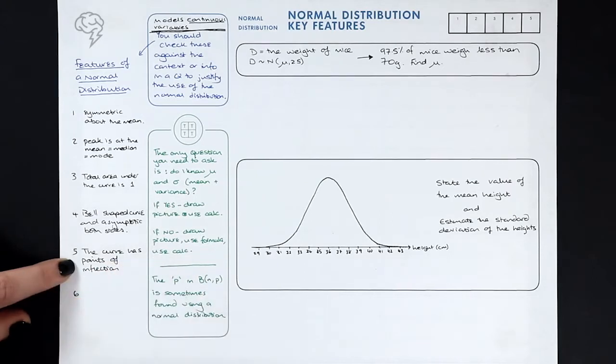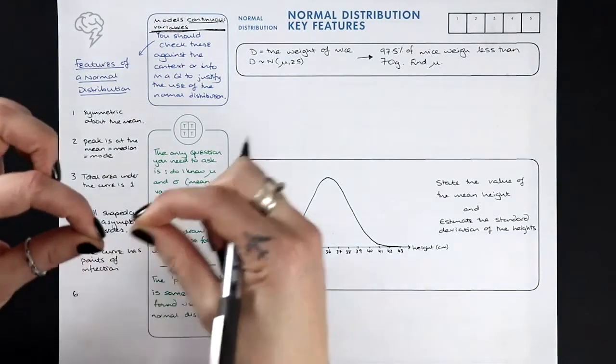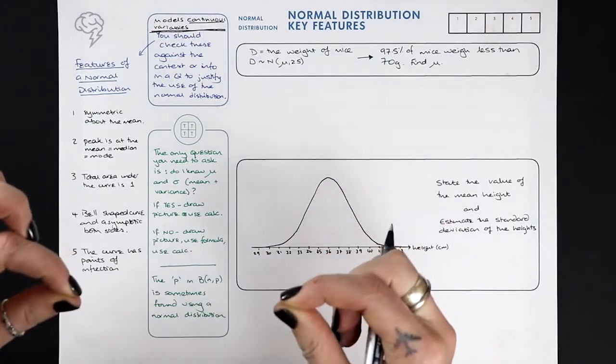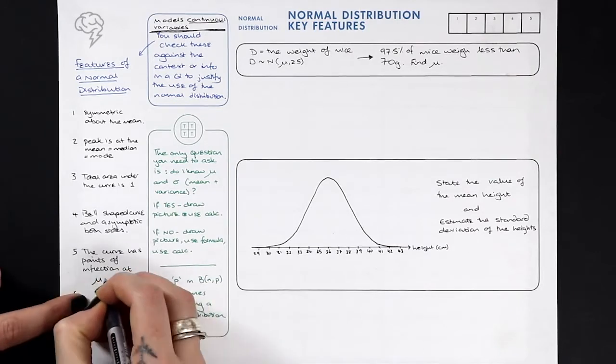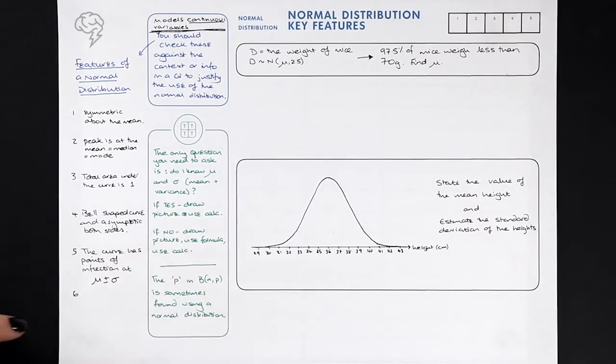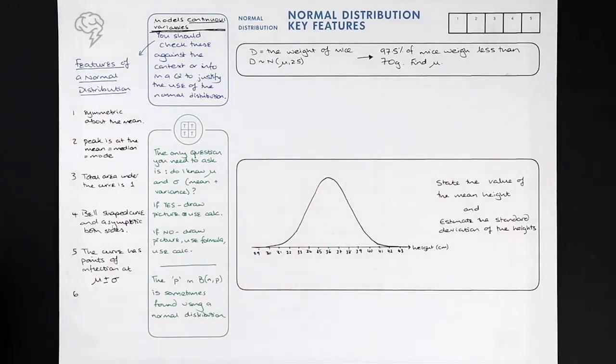Now, where are those points of inflection? This is really important. The points of inflection are 1 standard deviation out from the mean. So it's the mean, forwards or backwards, the standard deviation. So from the centre point out a standard deviation, that's where you're going to find the inflection points.